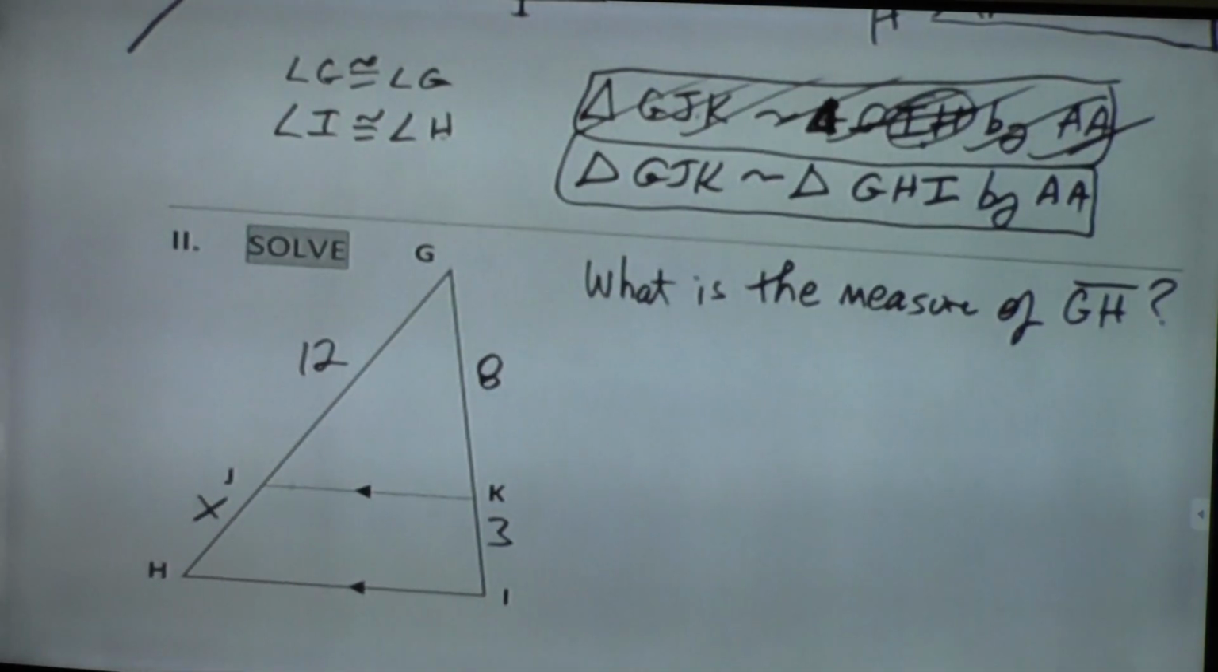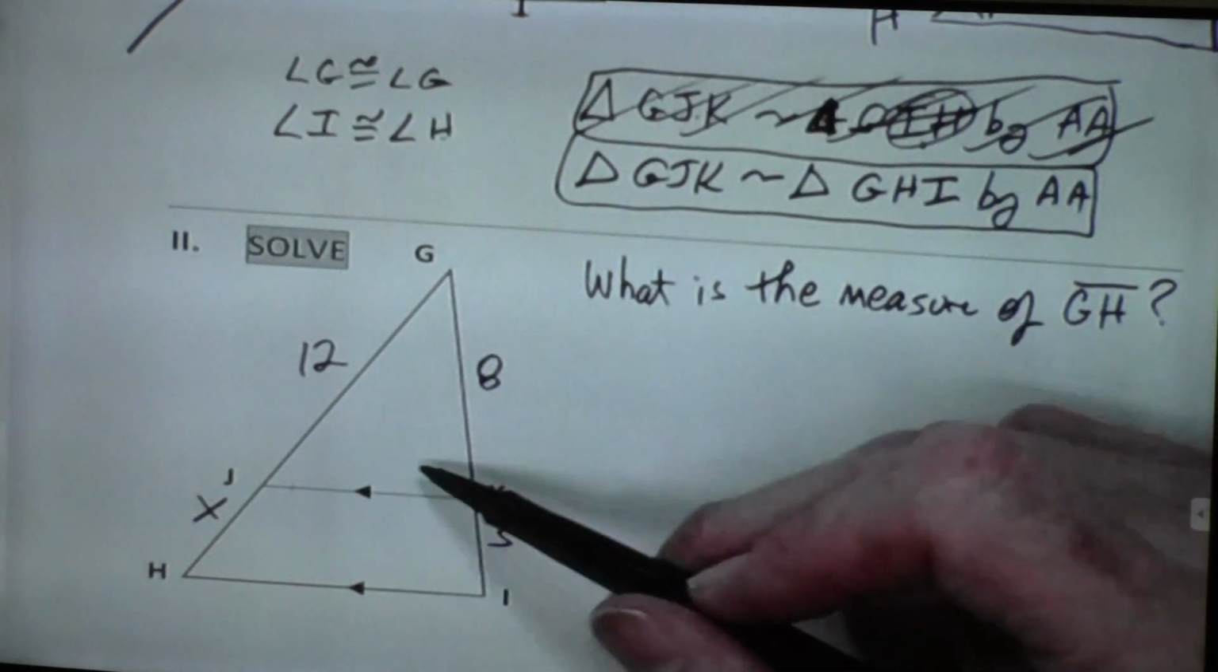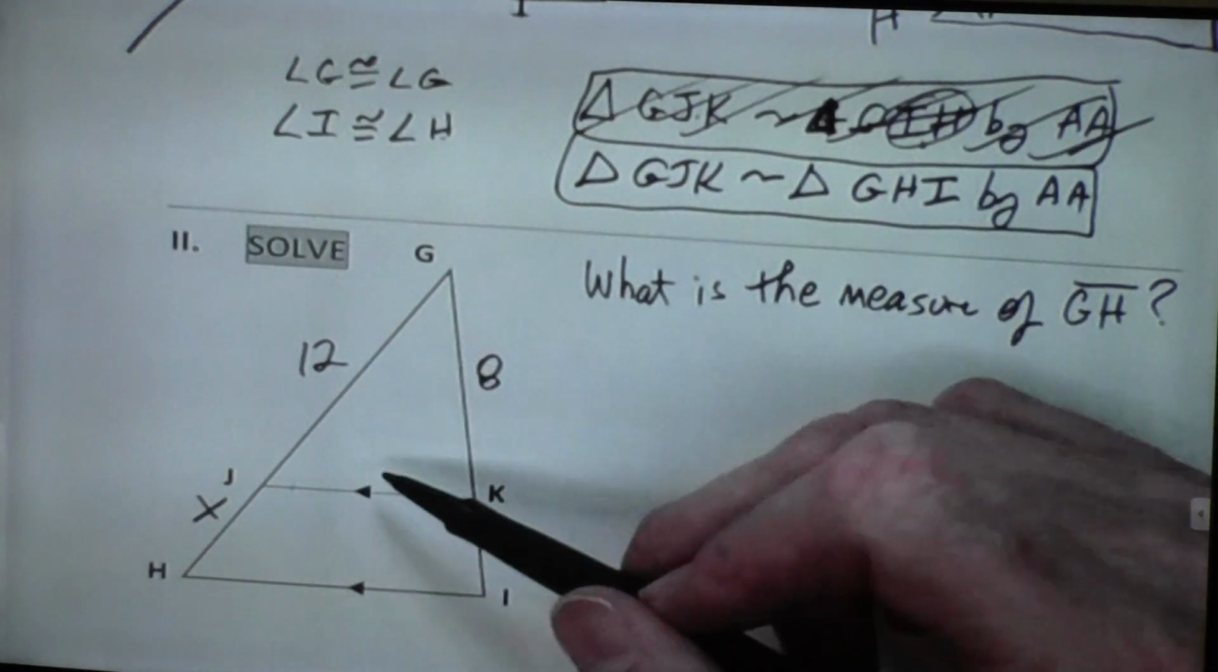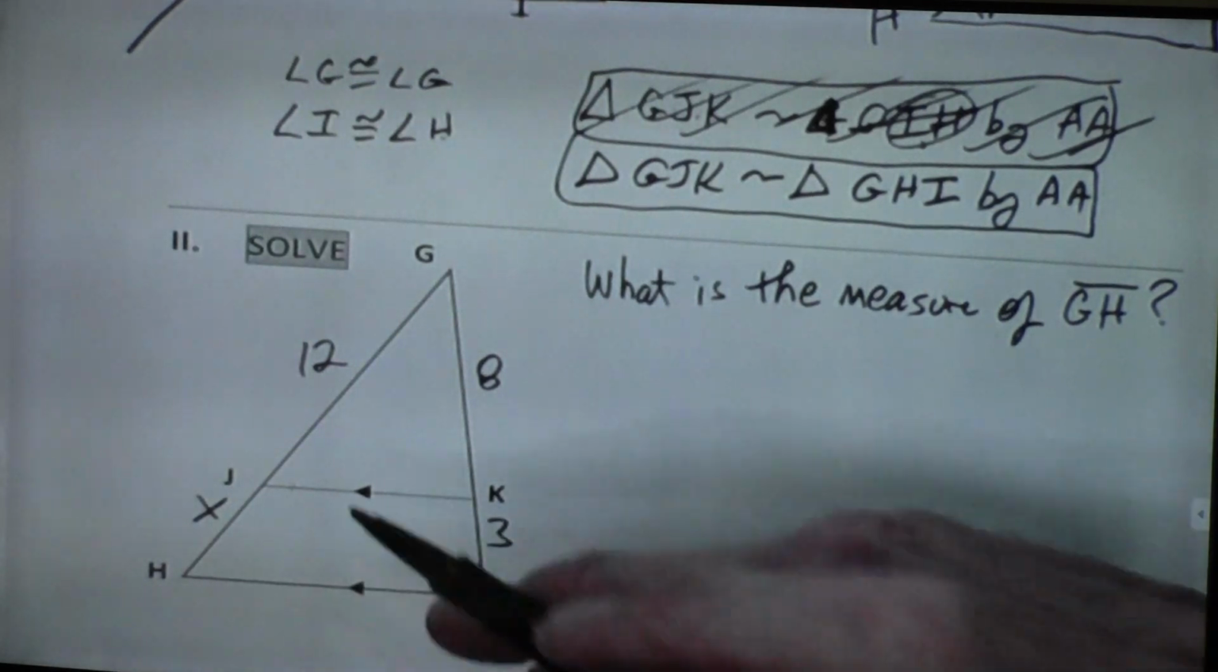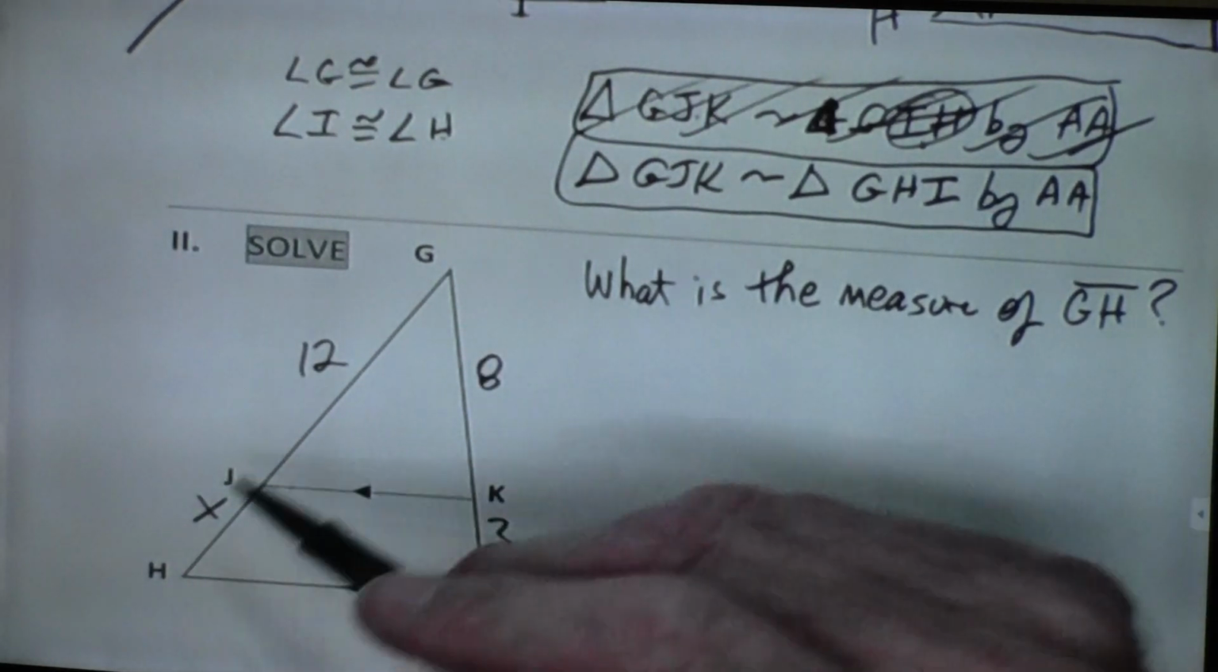So we need to find out what x is. Because you see that this triangle and the bigger triangle, the smaller and the bigger, are similar triangles, because of this being parallel, you can go ahead now and match sides up.